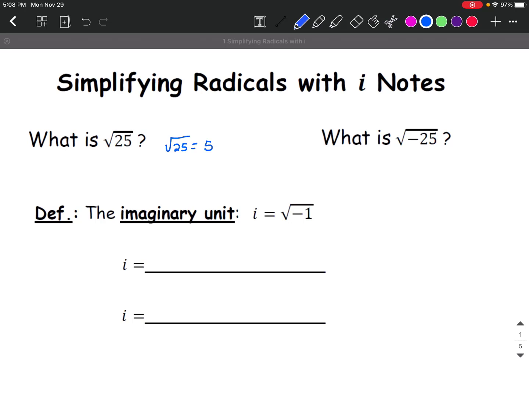What about the square root of negative 25? What number times itself gives you negative 25? There is no number, because whatever number you have, if it's a positive number, a positive times a positive would give you a positive 25. If it's a negative number, a negative times a negative would give you a positive 25. There is no way to multiply a number by itself and get a negative 25. There is no real answer to this.